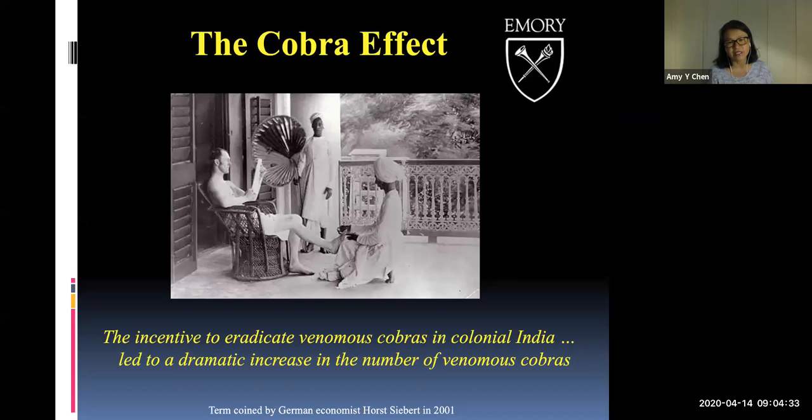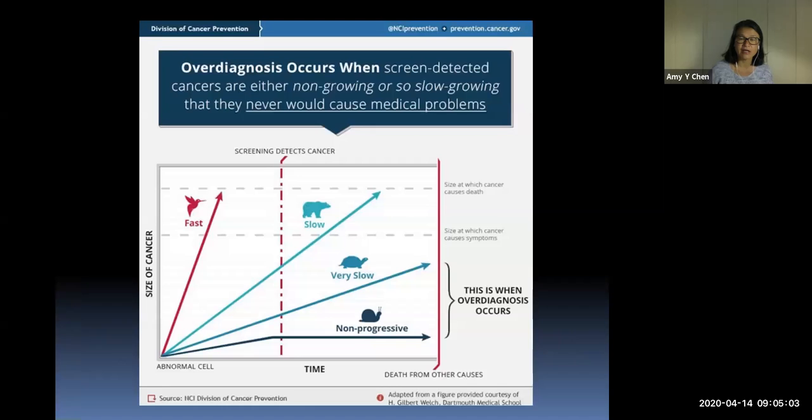Well, the main reason is what's called the Cobra Effect. This was coined by a German economist, and there was a program in colonial India which was to get rid of venomous cobras. And this sounds like a really, really good idea, right? We don't want to have any poisonous cobras lurking around our houses. But what that led to was a dramatic increase in the number of poisonous cobras that were found. And this goes to the premise of overdiagnosis.